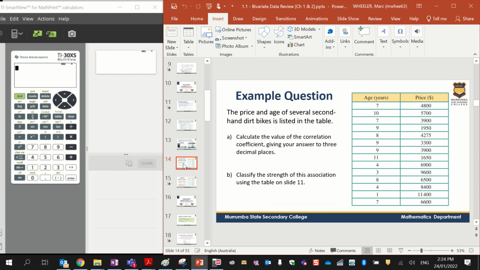So let's skip ahead to an example question, and I want you guys to actually do this question. The price and age of several secondhand dirt bikes is listed in the table. Calculate the value of the correlation coefficient, giving your answer to 3 decimal places.